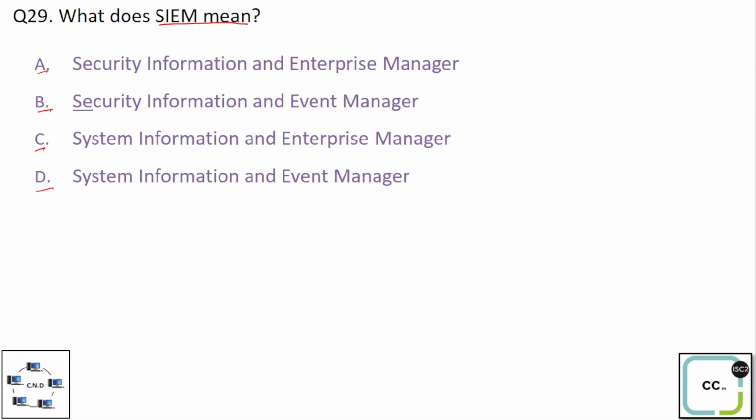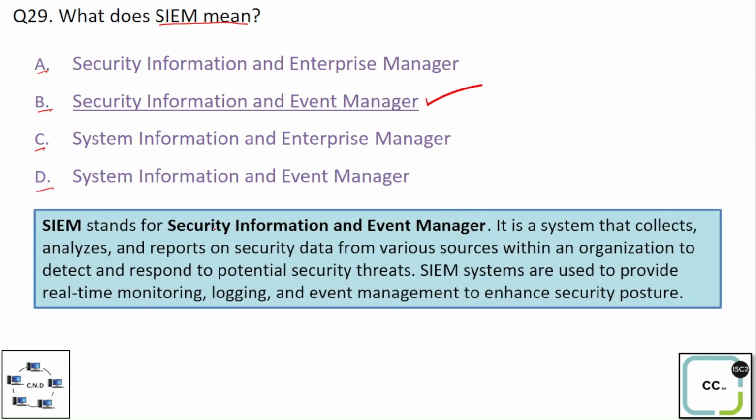So the correct option is option B, Security Information and Event Manager. So SIEM stands for Security Information and Event Manager. It is a system that collects, analyzes, and reports on security data from various sources within an organization to detect and respond to potential security threats. SIEM systems are used to provide real-time monitoring, logging, and event management to enhance security posture.